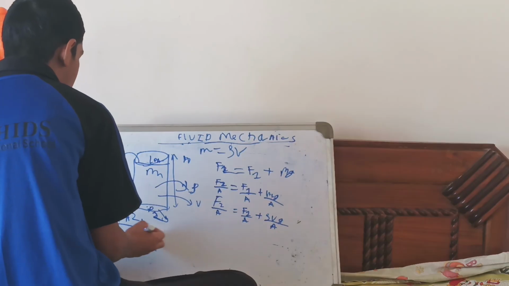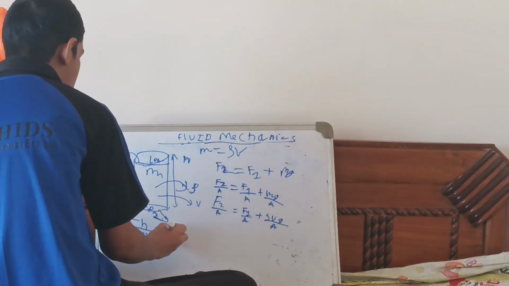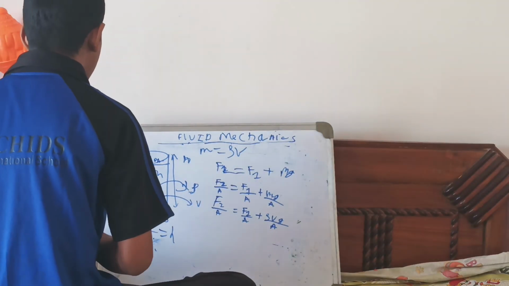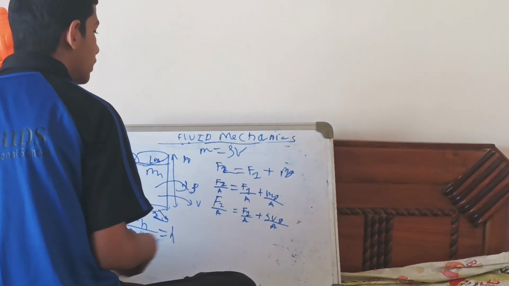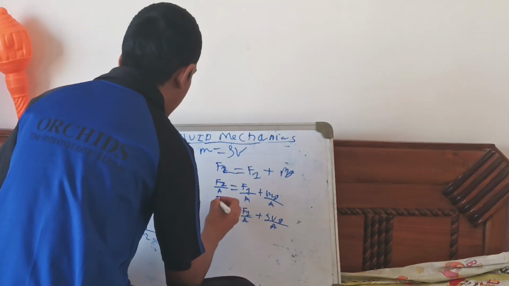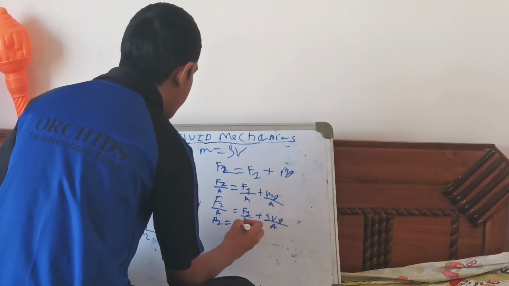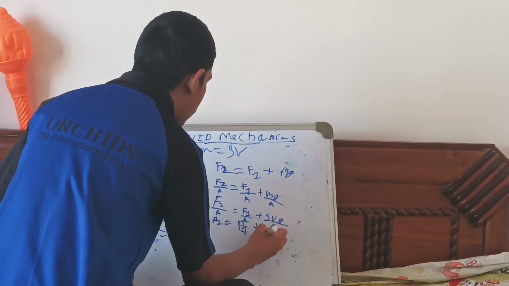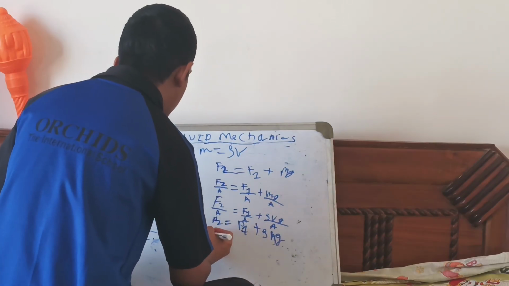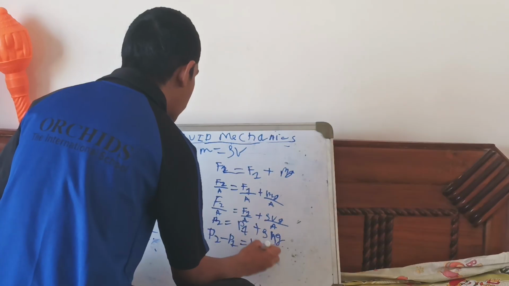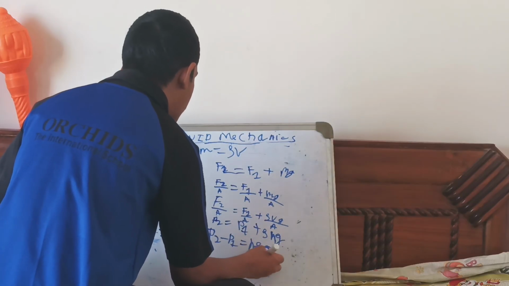So we can get height h here. And if you try it with any other shape, you will get the same formula. F2 by A can be written as P2, F1 by A can be written as P1. It will be rho h g. So P2 minus P1 equal to h rho g. Hence proof.